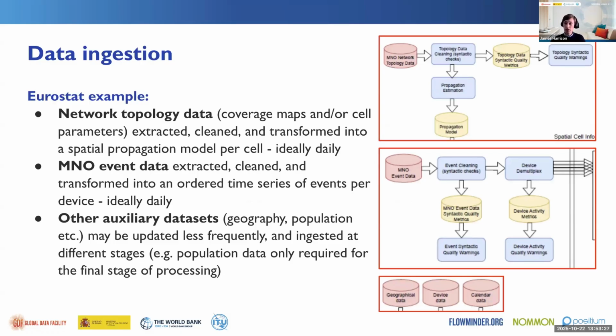So the Eurostat example, I'll go through the data ingestion stages of this. At the top here, we have the ingestion of the network topology data. So this is either coverage maps or the parameters of network cells that can be used to estimate the coverage maps. These will be extracted from the source within the MNO, cleaned into a standardized structure, and then transformed into a spatial propagation model for each cell. And in the case of this Eurostat example, that ideally happens on a daily basis.